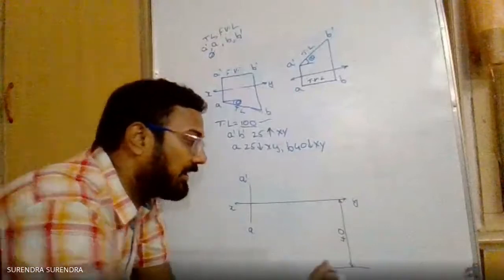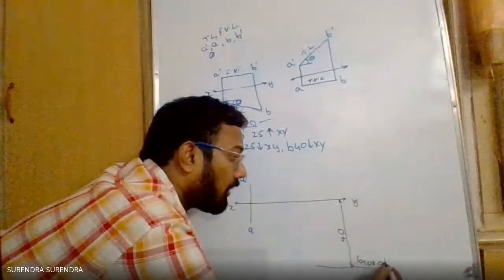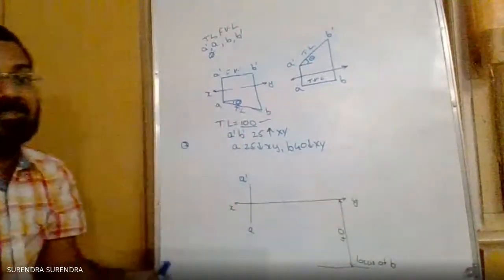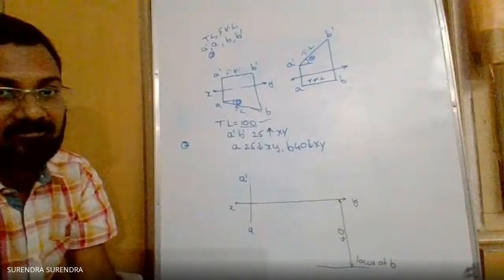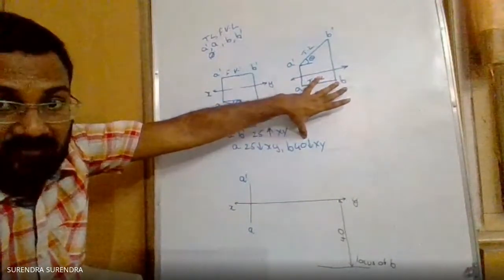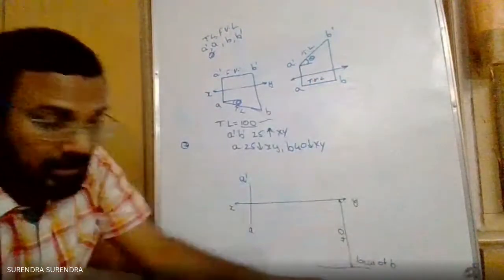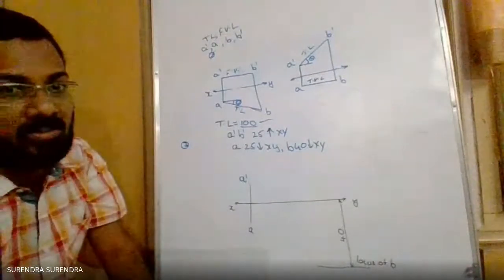This is indicating the locus of B, meaning the point B exists somewhere on this line. As per the problem, point B is 40 mm below the XY line. So it is below the XY line, but we don't know its position relative to A. That's why we are drawing a parallel line to the XY line.